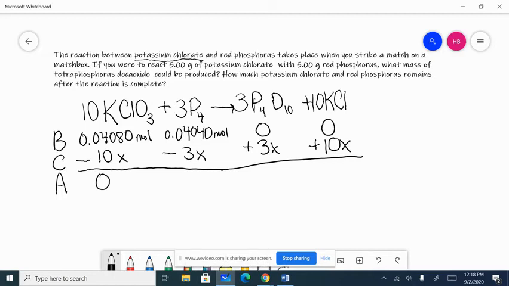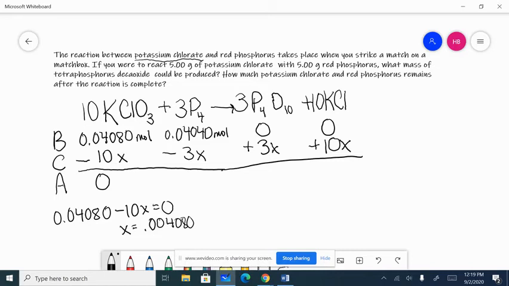And let's set this equal to 0. I have about the same amount. I need lots more potassium chlorate. So I'm going to guess that that is the value for x. So my algebra problem becomes, let's solve for x here. Remember, it would be before minus change equals after. So 0.04080 equals 10x, and then x is going to equal 0.00408. That's my value for x that I can plug into all of them.